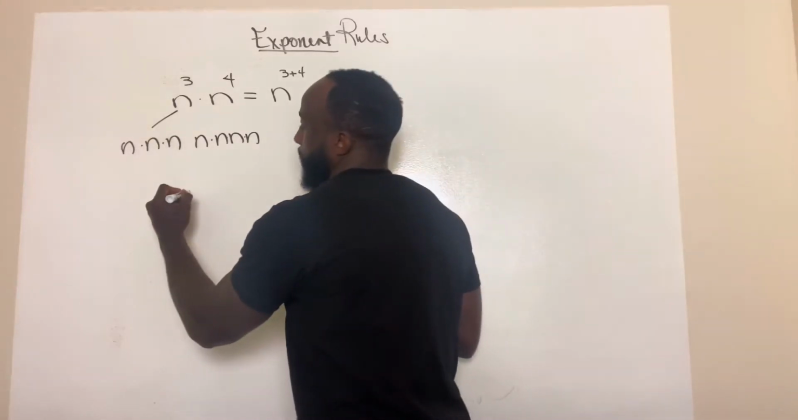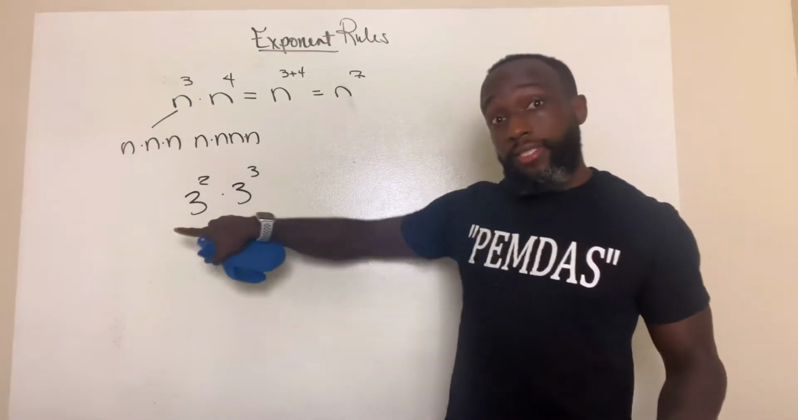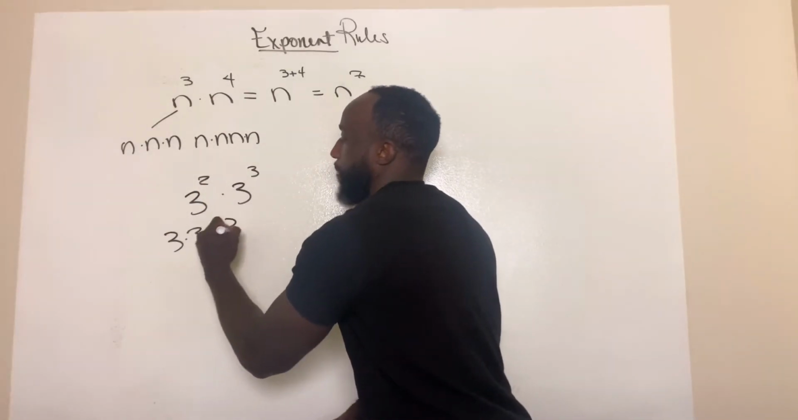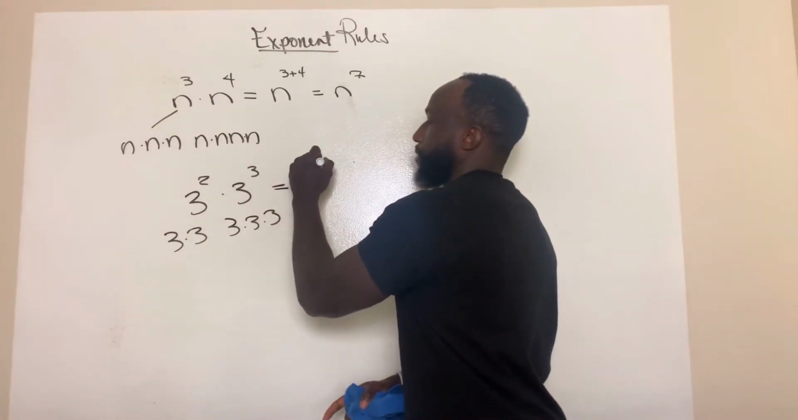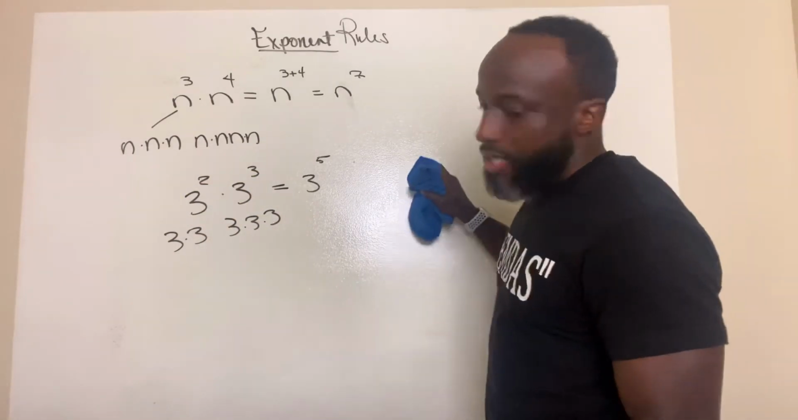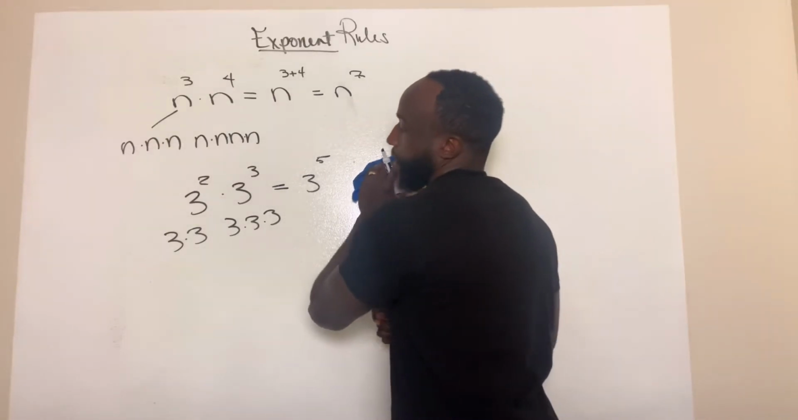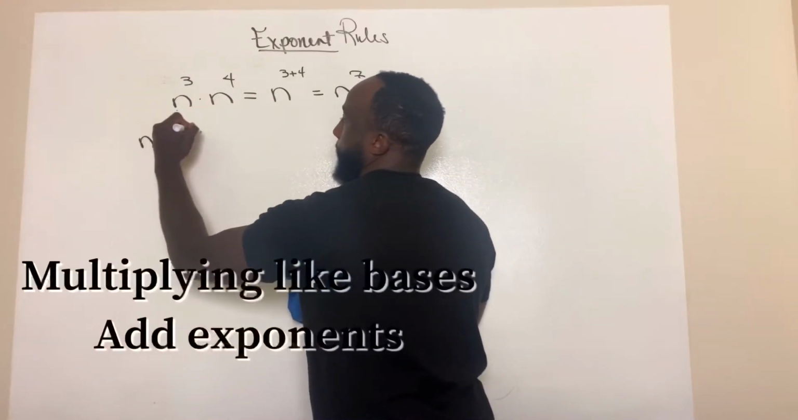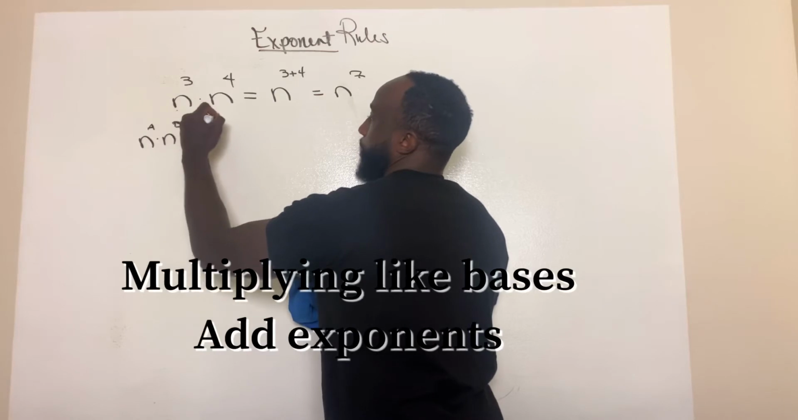Now, if these variables were numbers, so 3 to the second times 3 to the third, the 3's are the bases. Since the bases are the same, you treat it the same way. It's 2 3's times 3 3's, which is 5 3's. That's 3 to the 5th power, or 2 plus 3. So this is the multiplication rule: when you multiply, say n to the A times n to the B, you add exponents, so it'll be n to the A plus B.